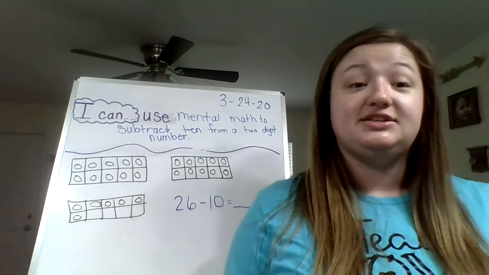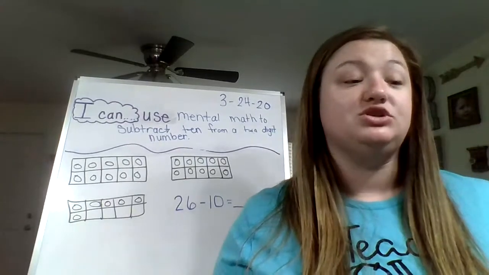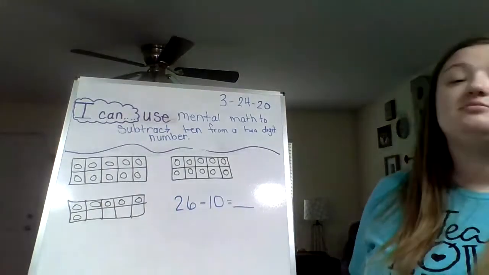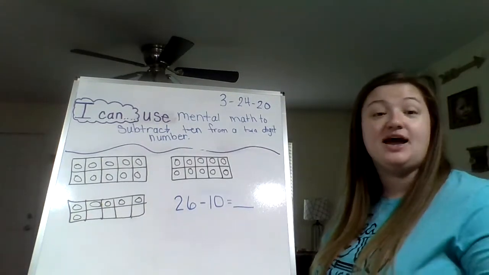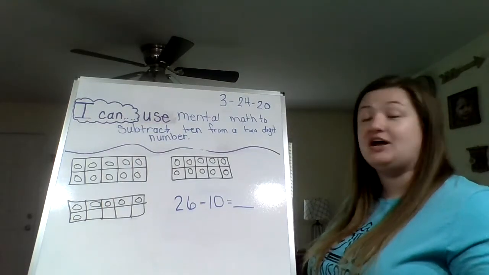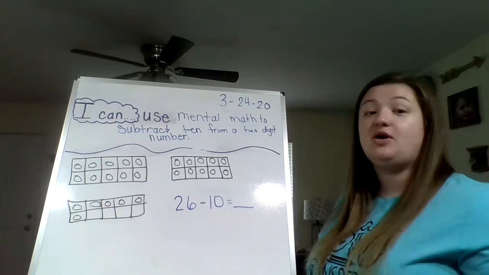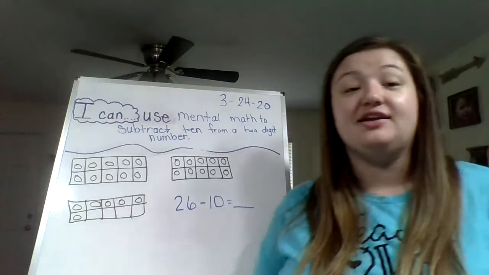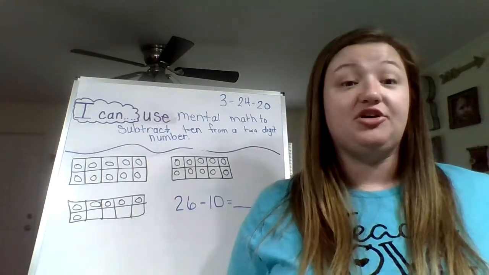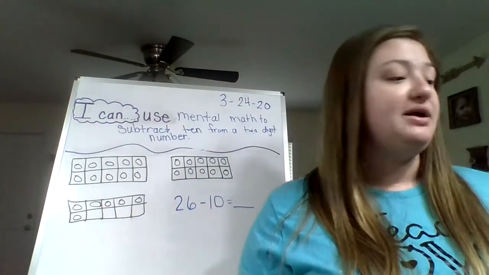So today I'm going to teach you a different strategy, and it may seem a little tough at first, but once you practice, it's going to be super easy. So repeat after me. I can use mental math to subtract 10 from a 2-digit number. So all that means is we're going to be starting at a number and we're going to be taking 10 from it. We're still subtracting groups of 10, but we're just going to work with taking 10 away. So taking one 10 away today.